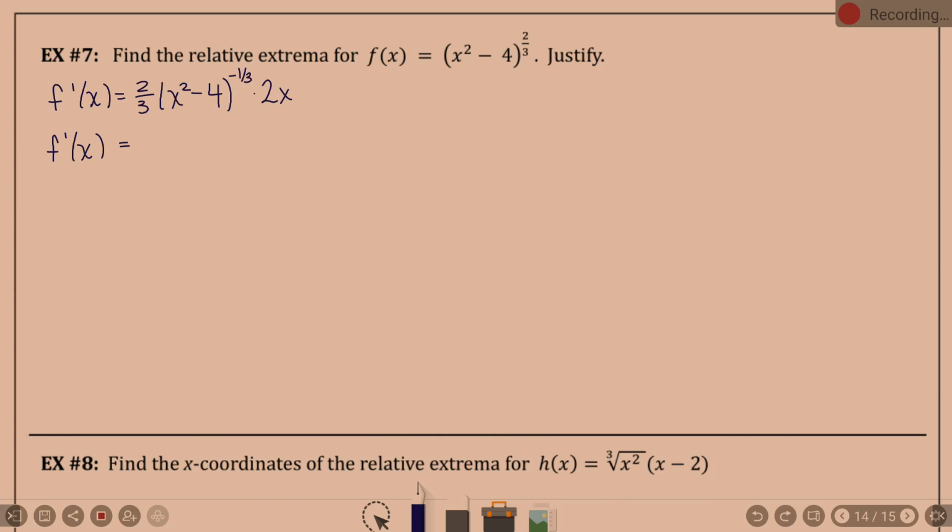Are we okay with the derivative that Sophie and Mario did? The part that Sophie did, are we good with that one? Yeah. It's a power rule times the chain rule.